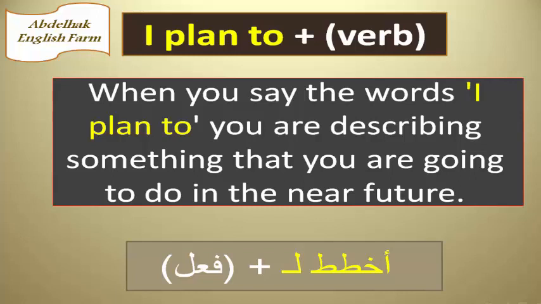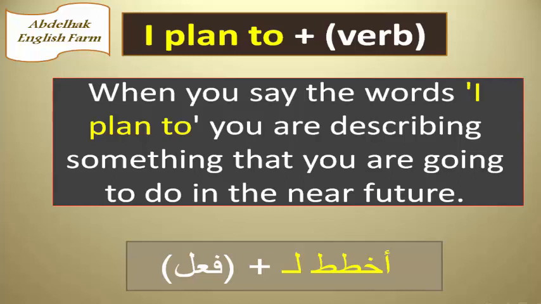Today we will be looking at an expression or a phrase. This phrase is "I plan to" plus verb. Please try to pay attention and follow me. When you say the words "I plan to," you are describing something that you are going to do in the near future. As you see, this is the translation in Arabic. It means you are describing something that you are going to do in the near future, not the far future. It means your plans in the near future.